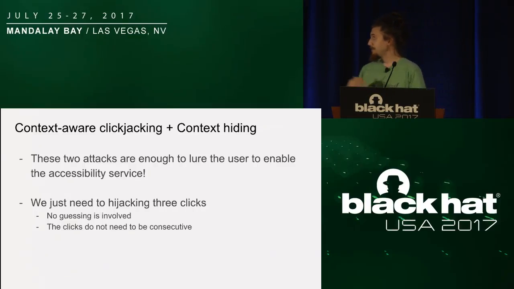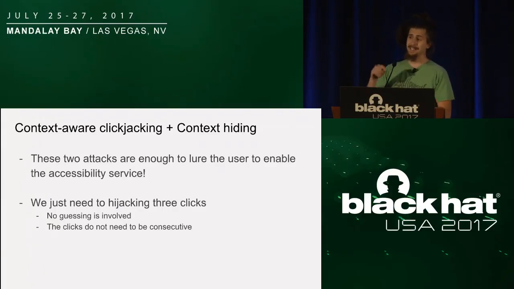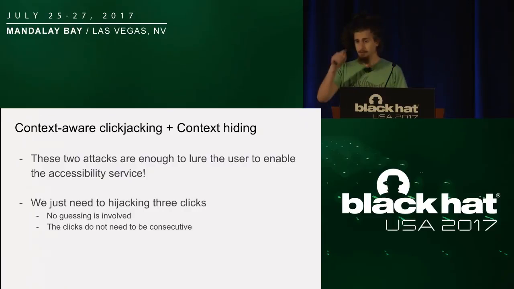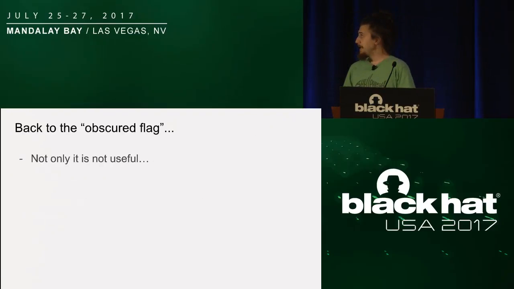Now, the problem is that with these two tricks, it's becoming very, very easy to do clickjacking to enable an accessibility service. And again, we just need to inject 3 clicks. These clicks do not need to be consecutive. There is no guessing involved, no timing tricks. We don't need to guess, did the user click here or not? No. The user can click wherever he wants, and if he clicks there, then we go to the next step. Otherwise, we keep the same UI.